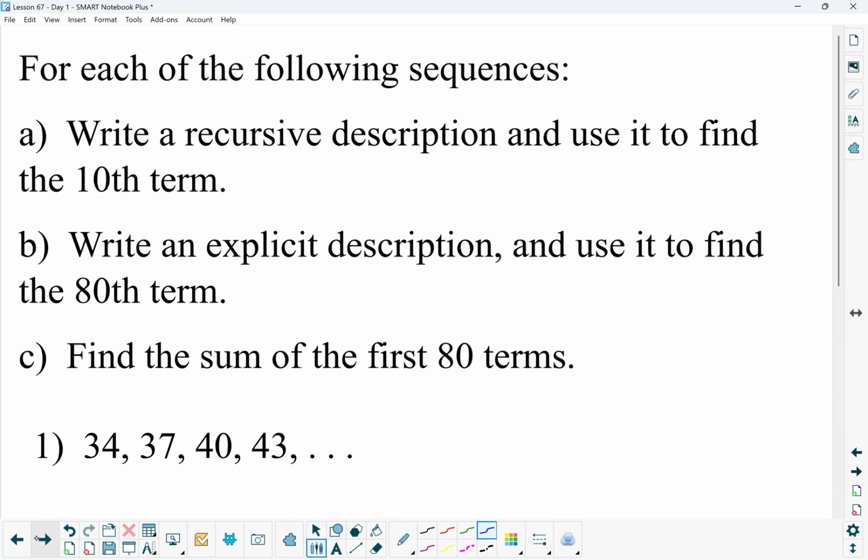For a couple of examples, we're going to do three things. We're going to write a recursive description or equation and use it to find the 10th term in our sequence. Then we're going to write an explicit description and use it to find the 80th term in our sequence. Finally, we're going to find the sum of the first 80 terms.